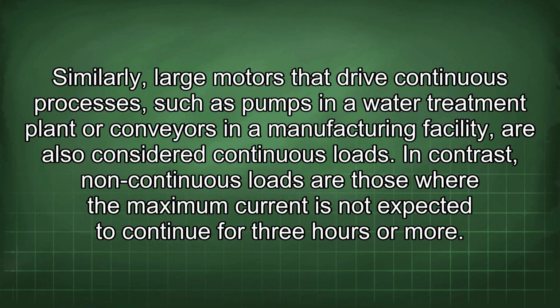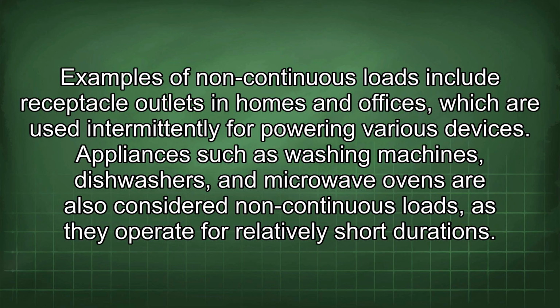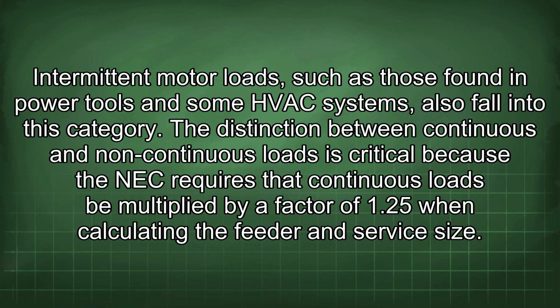In contrast, non-continuous loads are those where the maximum current is not expected to continue for 3 hours or more. Examples of non-continuous loads include receptacle outlets in homes and offices, which are used intermittently for powering various devices. Appliances such as washing machines, dishwashers, and microwave ovens are also considered non-continuous loads, as they operate for relatively short durations. Intermittent motor loads, such as those found in power tools and some HVAC systems, also fall into this category.